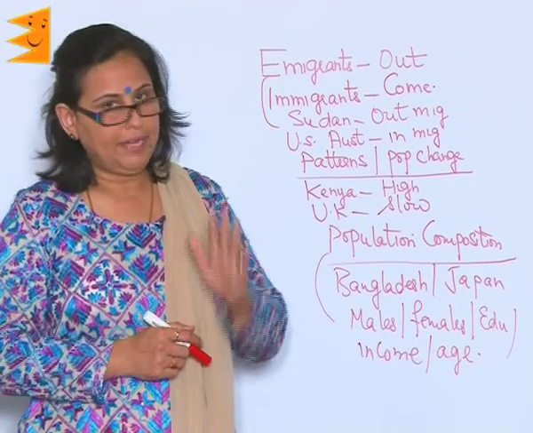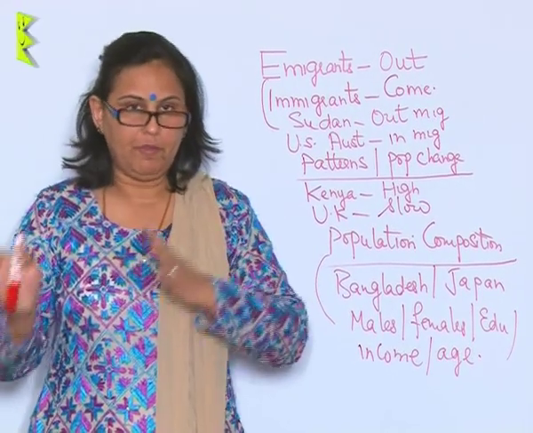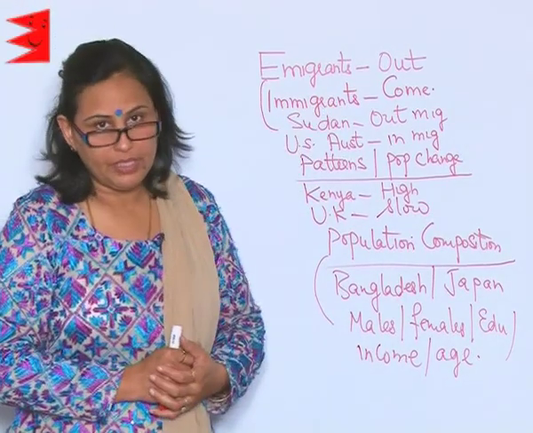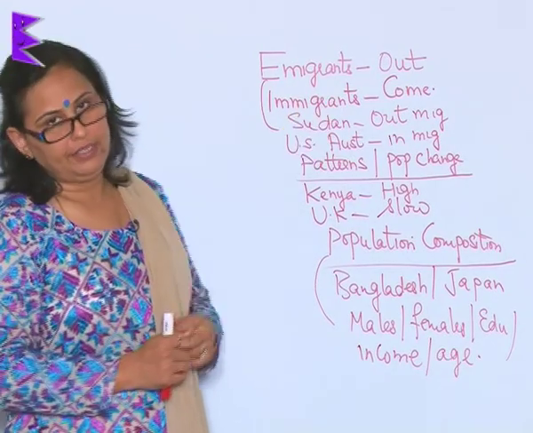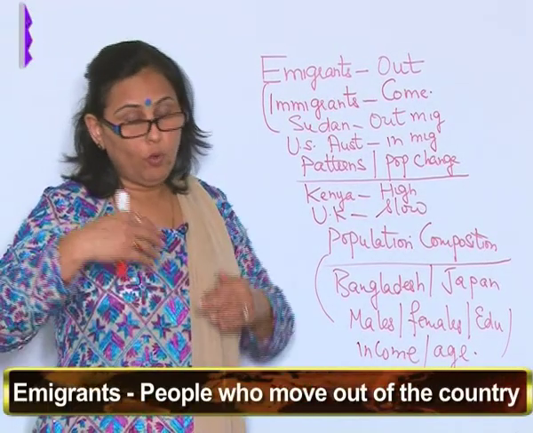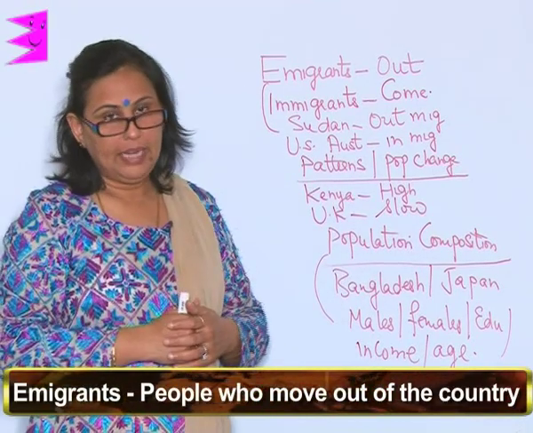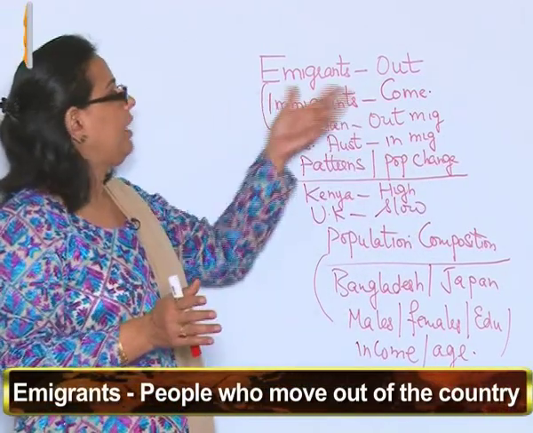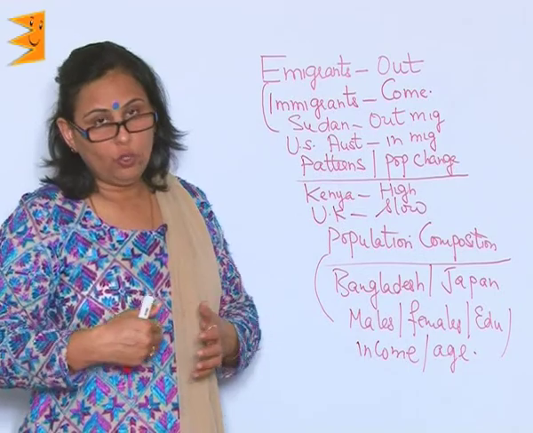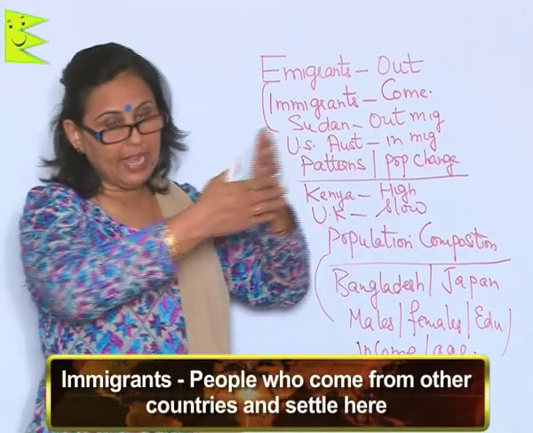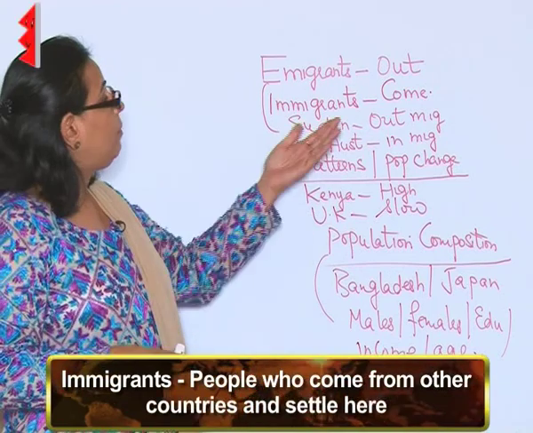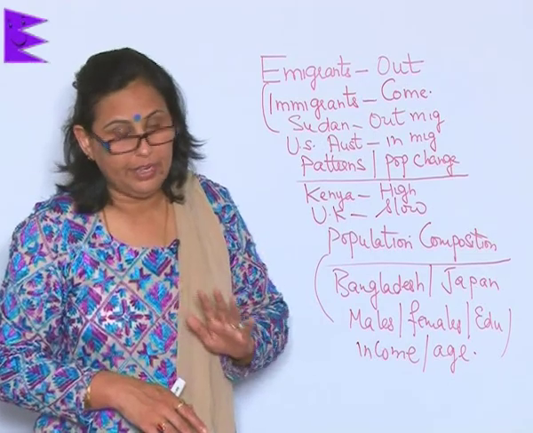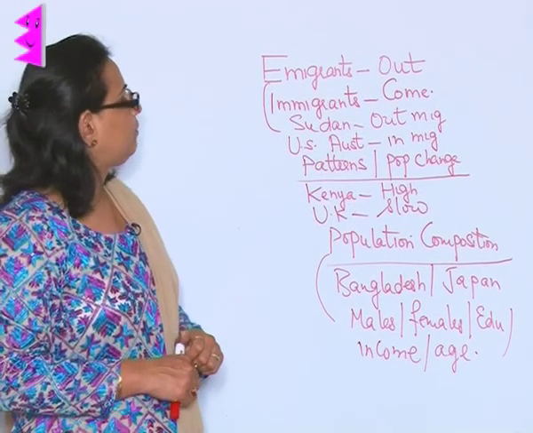We were talking of migration, that is people moving from one country to another country. Then in that context, there are two more terms, emigrants and immigrants. Emigrants are those who move out of the country. That is, supposing Indians who move to another country would be the emigrants. Immigrants are those who come from other countries and settle here. So, some other countrymen coming and settling down in India would be the immigrants.